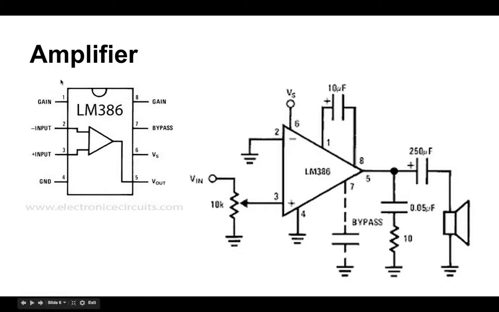So if I were to look, I have pin 1 and 8 are my gain. Pin 2 is an inverting input, and pin 3 is my standard positive input. 4 is a grounded pin. 6 is my VS, which is my supply voltage. This chip can operate anywhere between 5 and 12 volts.